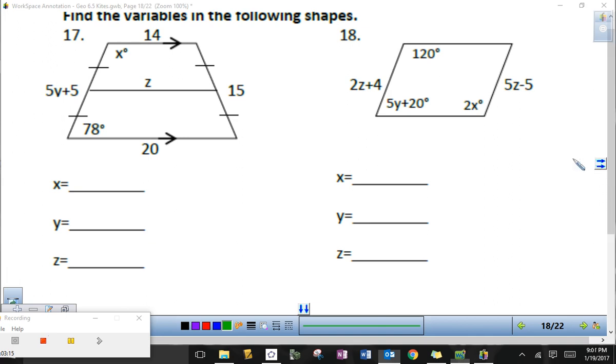Okay, 17 is an isosceles trapezoid. 18 is a parallelogram. You should have no problem solving for the variables on those ones.